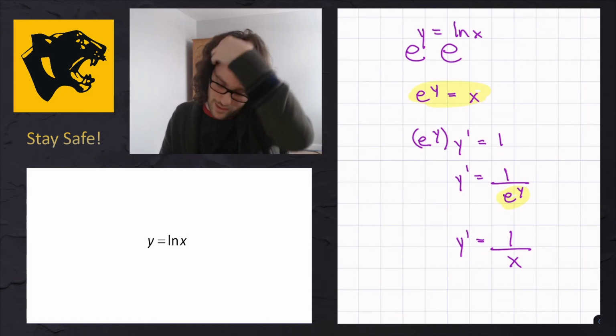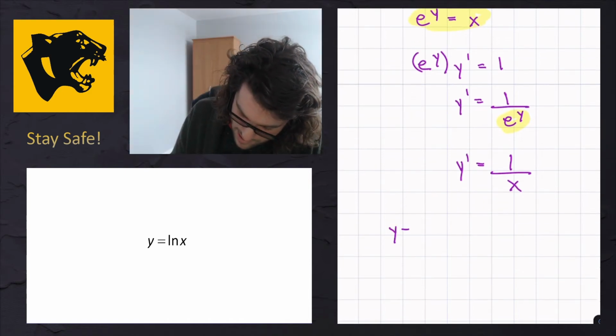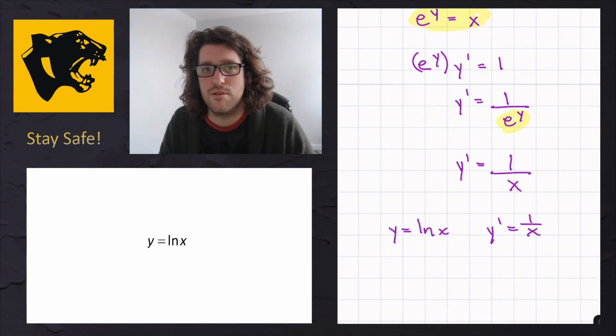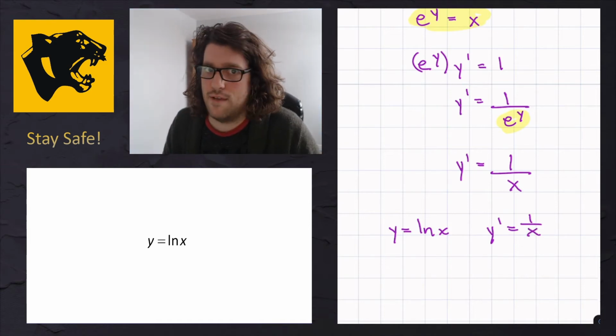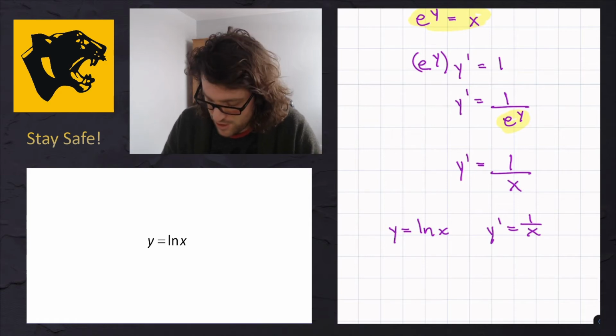So if I leave it at that, what we've said is that if y is equal to the natural log of x, y prime is equal to 1 over x. That's a pretty tidy derivative too. We didn't have to go to the definition of a derivative, thankful for that, and it wasn't too bad as long as you're comfortable following along with the implicit differentiation.